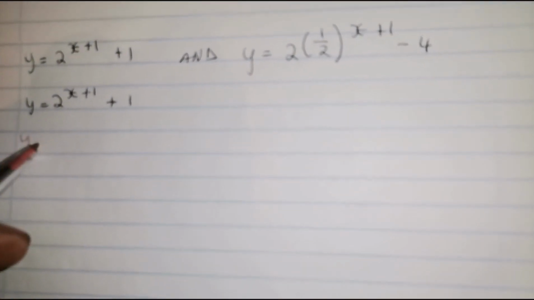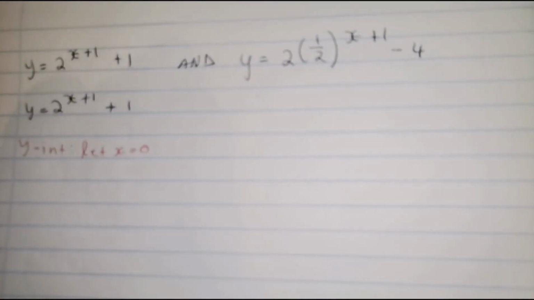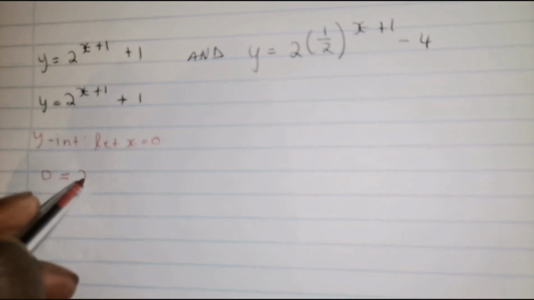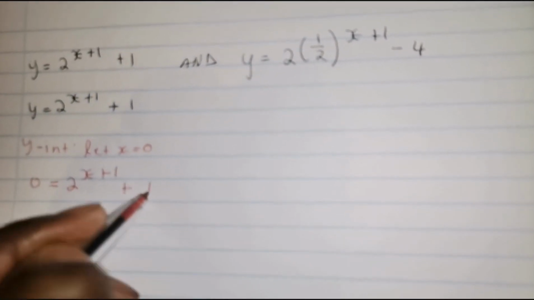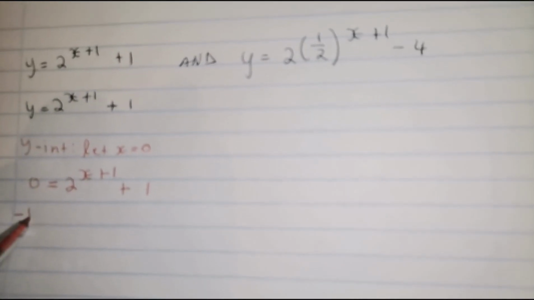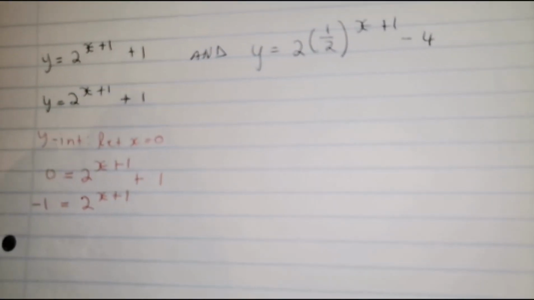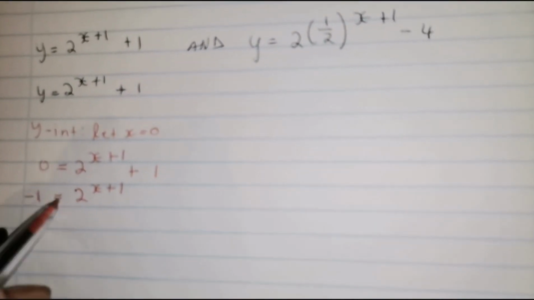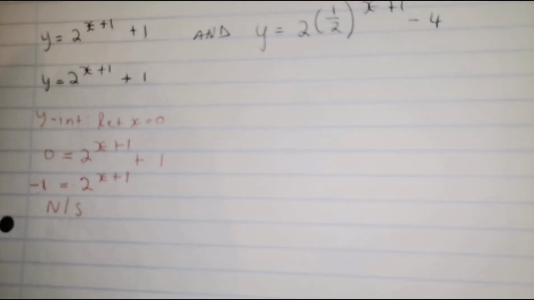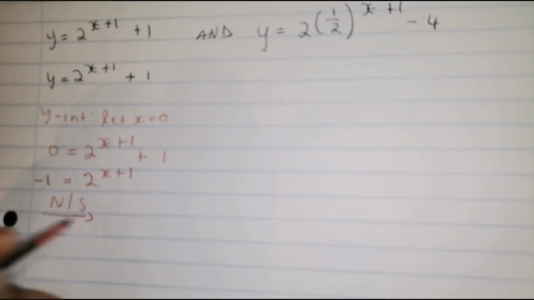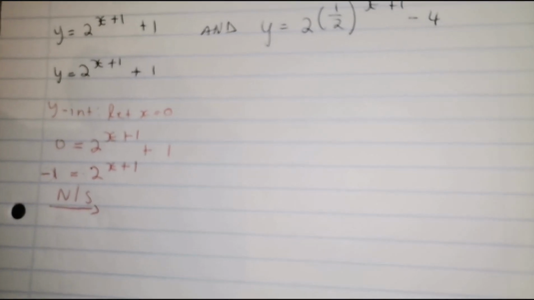Y-intercept: let x be 0, then 0 equals 2 to the power x plus 1, plus 1. We transpose this 1 to the other side, because 0 minus 1 is negative 1, so 2 to the power x plus 1 equals negative 1. Because we have a sign here that is different, there's no solution. You can solve it further and see there's no solution for this one, but sometimes there could be a solution. We will arrive to that part.